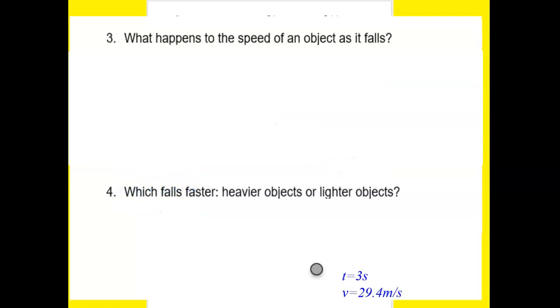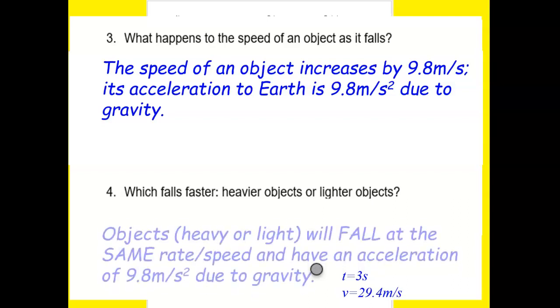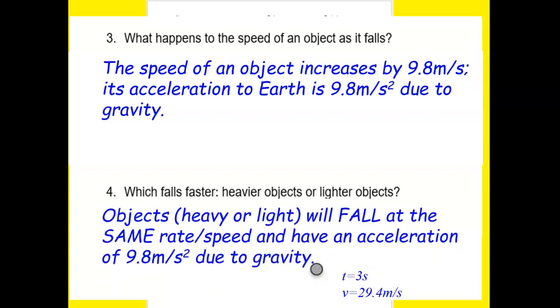The next question on your paper says, what happens to the speed of an object as it falls? Well, the speed of an object increases by 9.8 meters per second, which is the acceleration to Earth due to gravity. So when you're thinking of different objects, heavy and light, these objects will fall at the same rate or speed and have the acceleration of 9.8 meters per second squared due to gravity.